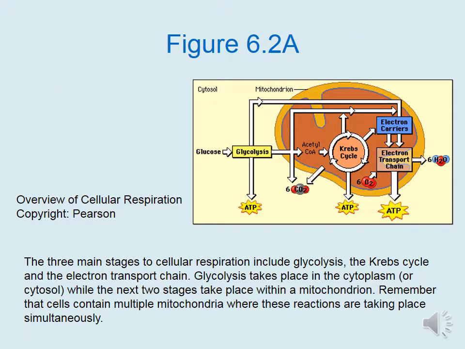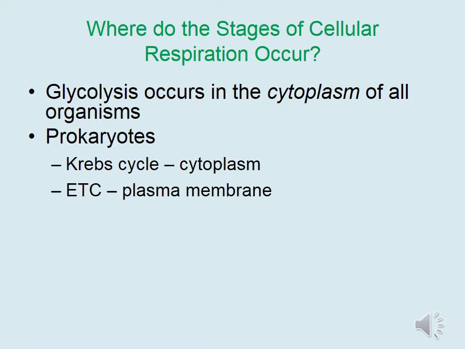The three main stages of cellular respiration include glycolysis, the Krebs cycle, and the electron transport chain. Glycolysis takes place in the cytoplasm, or cytosol, while the next two stages take place within a mitochondrion. Remember that cells contain multiple mitochondria. Reactions are taking place simultaneously. Remember that all organisms need to produce ATP. This includes prokaryotes and eukaryotes.